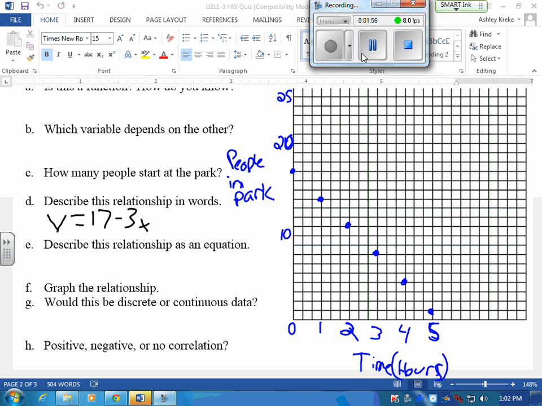Positive, negative, or no correlation? It would be a negative correlation because as you see the graph, it's going down, but also because as the x values are going up, the y values are going down.